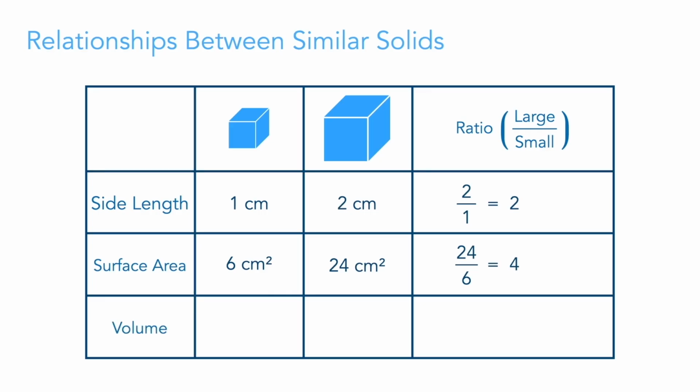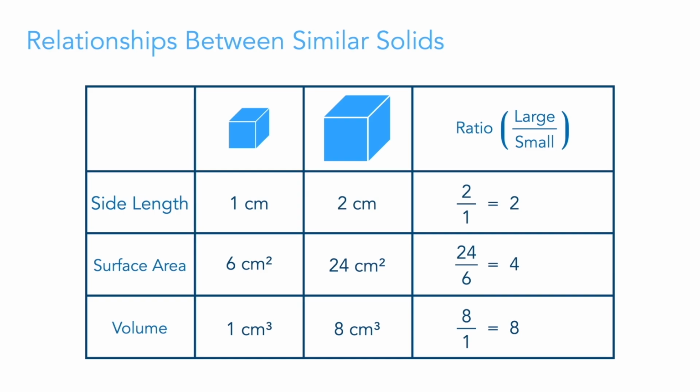Lastly, let's find the volumes. The smaller cube has a volume of 1 cubic centimeter, and the larger cube has a volume of 2 times 2 times 2, or 8 cubic centimeters. The ratio between these volumes is 8 to 1, or 8.